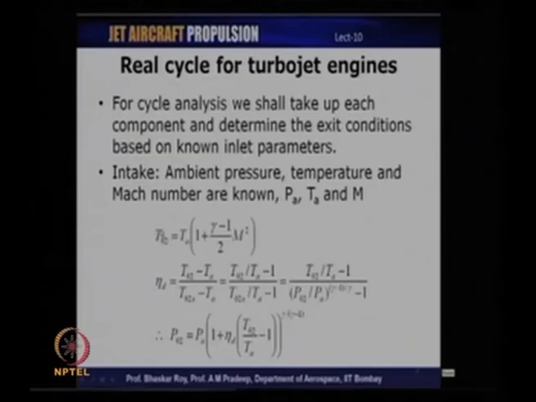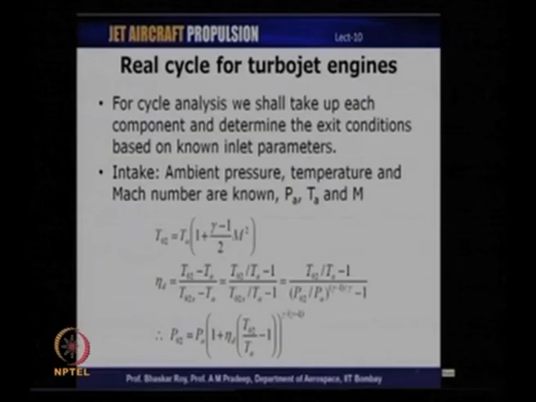Now, T02 will be equal to T0A, that is the ambient stagnation temperature, because there is no loss in stagnation temperature in the intake or the diffuser, as there is no heat addition or heat rejection. We are assuming that this process is adiabatic, which is why T02 is equal to T0A, which can be calculated from the isentropic relations. So, T02 will be equal to Ta multiplied by 1 plus gamma minus 1 by 2 M squared, following directly from the isentropic relations.